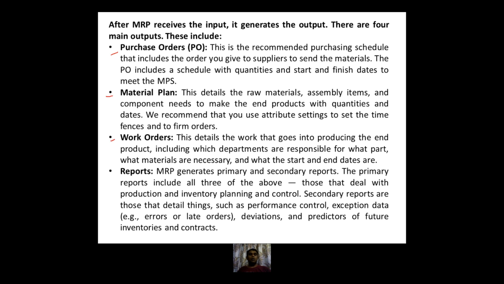Third, work orders. This details the work that goes into producing the end product, including which department are responsible for what part, what materials are necessary, and what the start and end dates are. And last one, reports. MRP generates primary and secondary reports. The primary reports include all three of the above, those that deal with production and inventory planning and control. Secondary reports are those that detail things such as performance control, exception data, deviations, and predictors of future inventories and contracts. So these are the possible inputs and outputs of MRP system, which is called as MRP1 also.